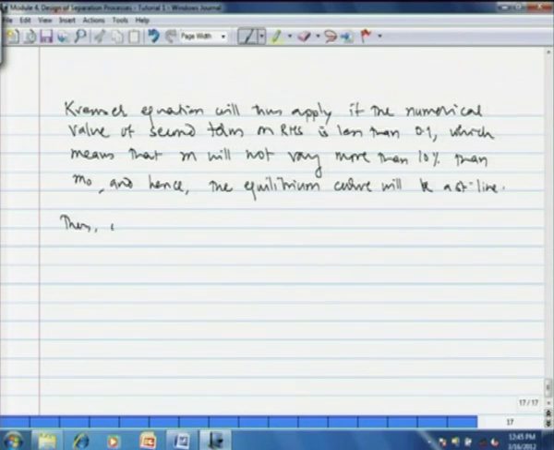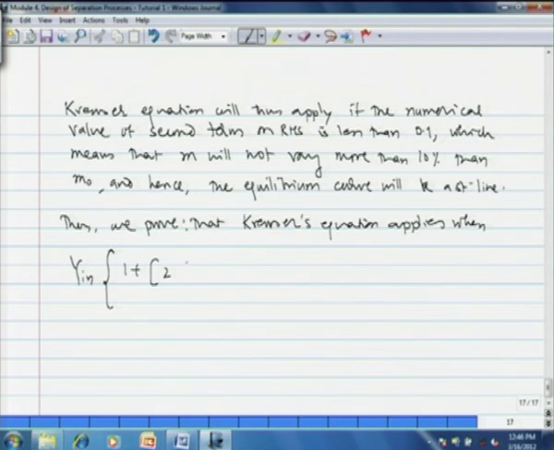And thus, we prove that Kremser's equation will apply. Prove that Kremser's equation applies when y in into 1 plus 2 into A21 minus 2A12 plus delta HV square by R CPTL square into GS by LS is less than or equal to 0.1, and that is the solution.